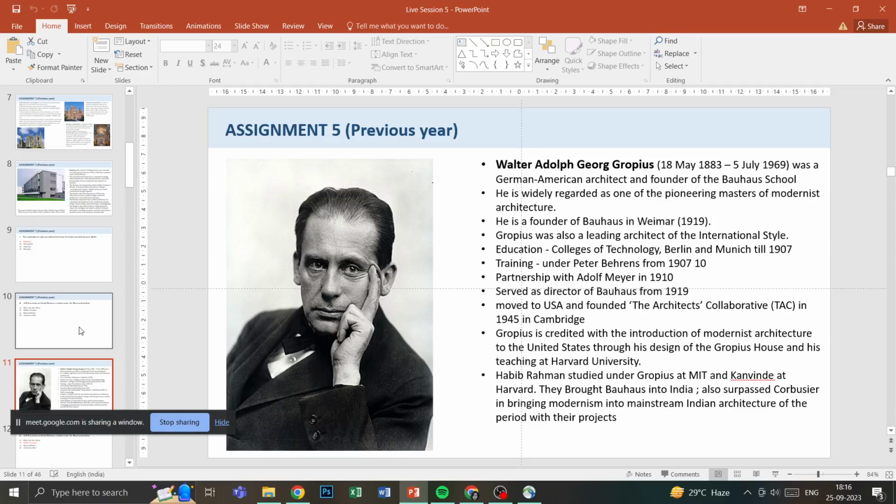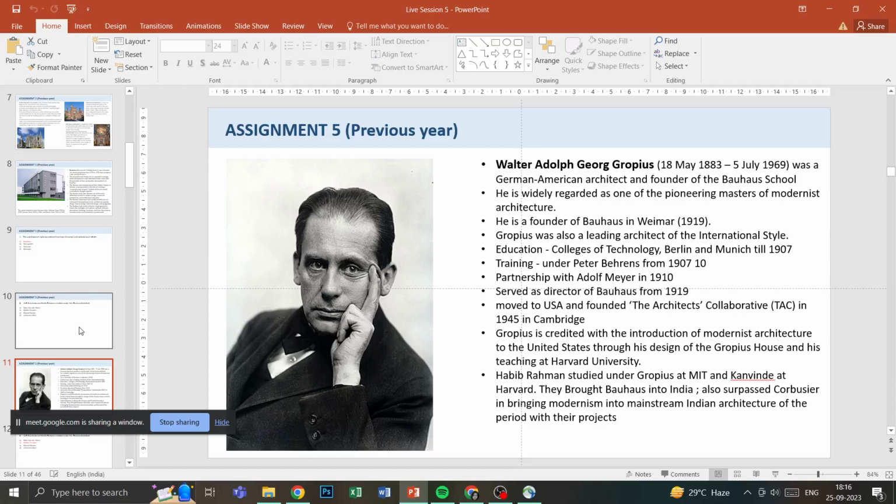So his full name is Walter Adolf George Gropius. He was born in 1883 and he died in 1969. He was a German-American architect and he was founder of the Bauhaus school. He is widely regarded as one of the pioneering masters of modernist architecture. He is a founder of Bauhaus in Weimar, 1919, Germany. Gropius was also a leading architect of the international style.